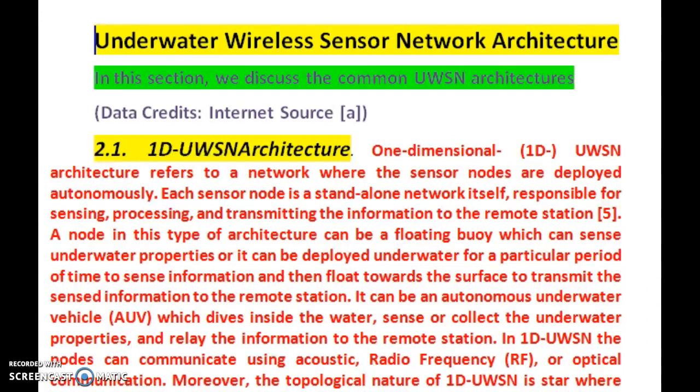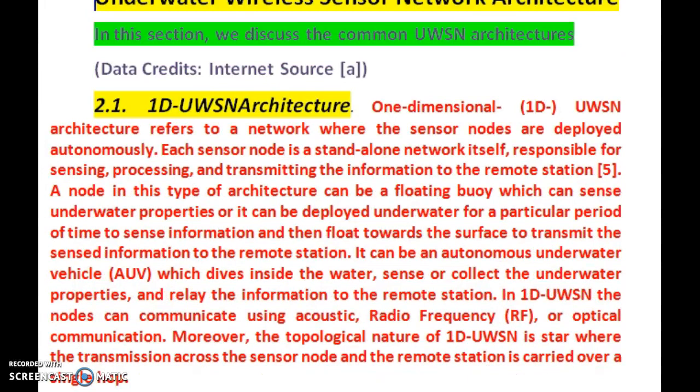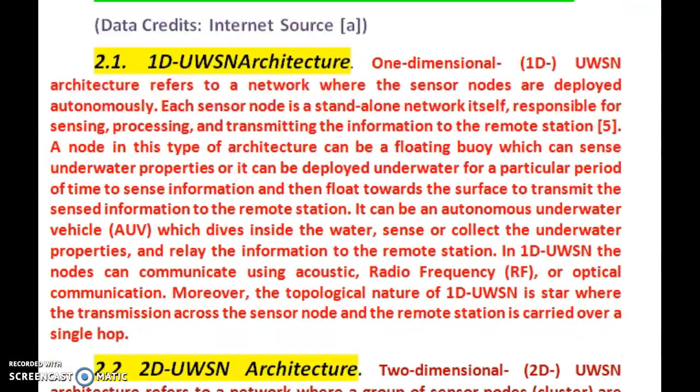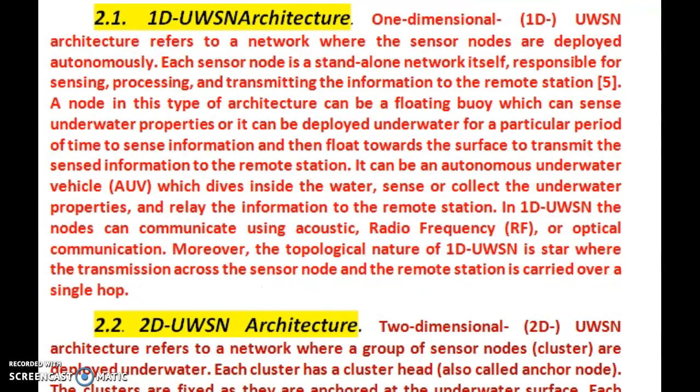It can be an autonomous underwater vehicle which dives into the water, senses or collects the underwater properties and relays the information to the remote station. In 1D UWSNs, the node can communicate using acoustic, radio frequency or optical communication. Moreover, the topological nature of 1D UWSN is a star, where the transmission across the sensor node and the remote station is carried over a single hop.